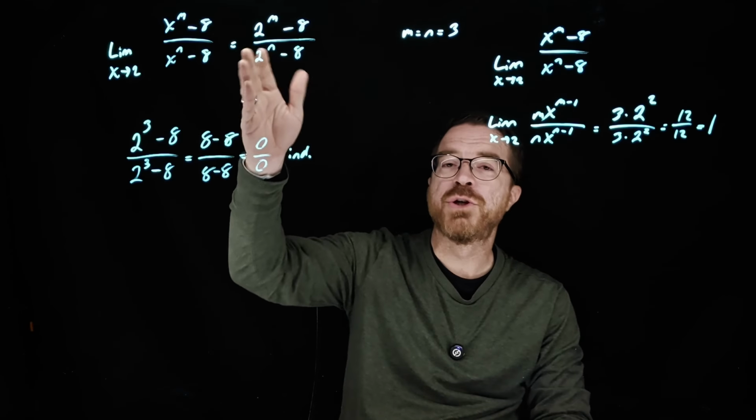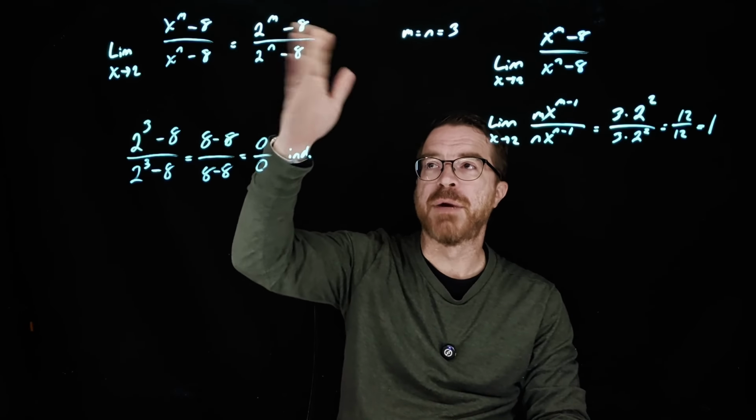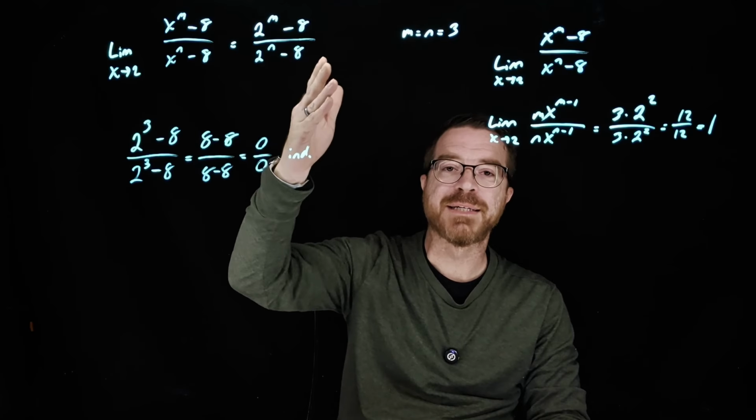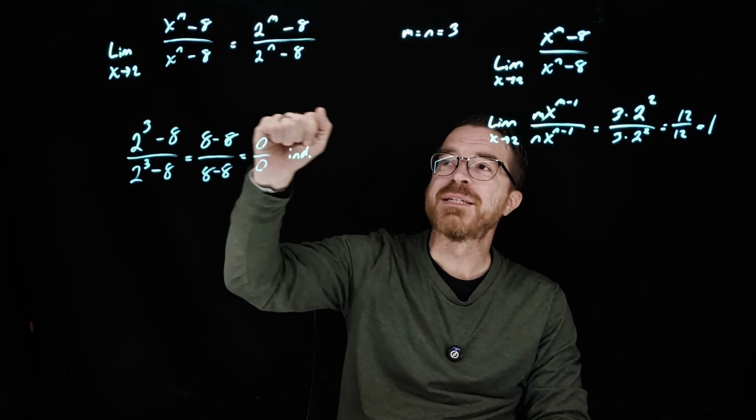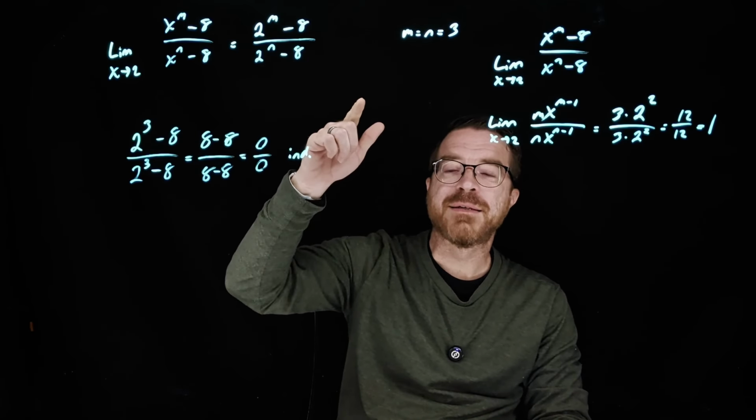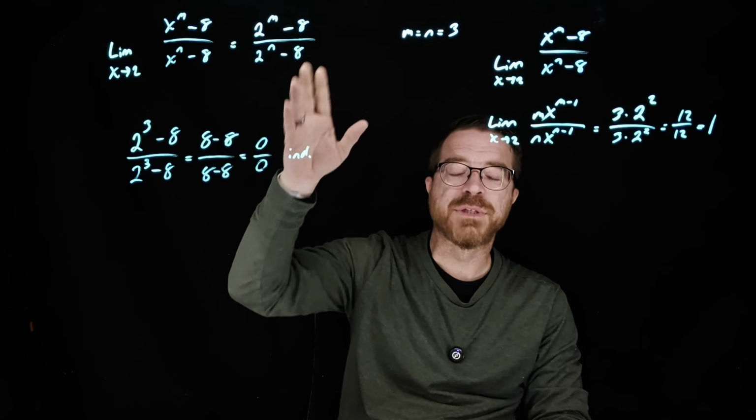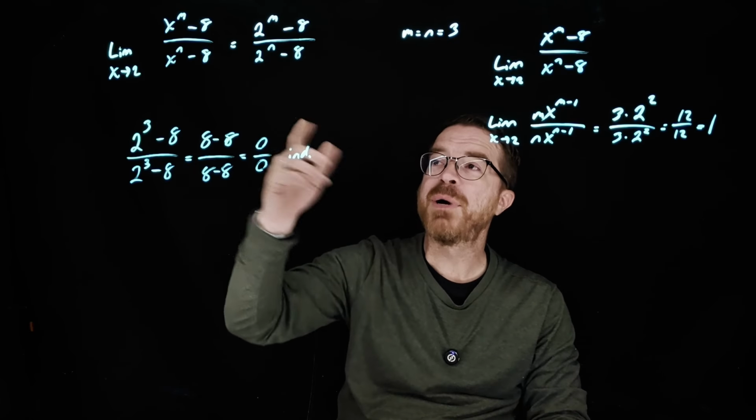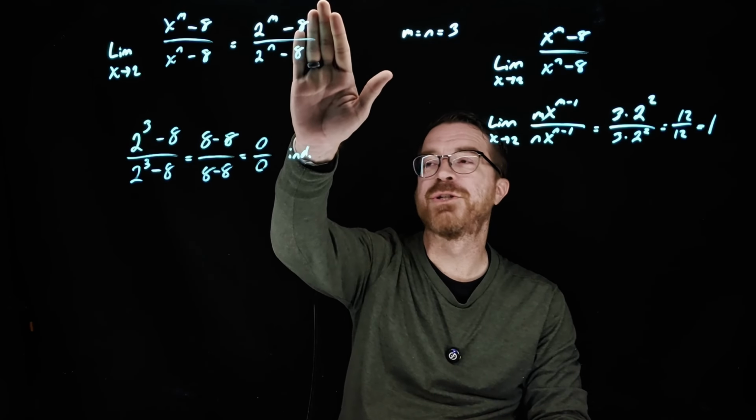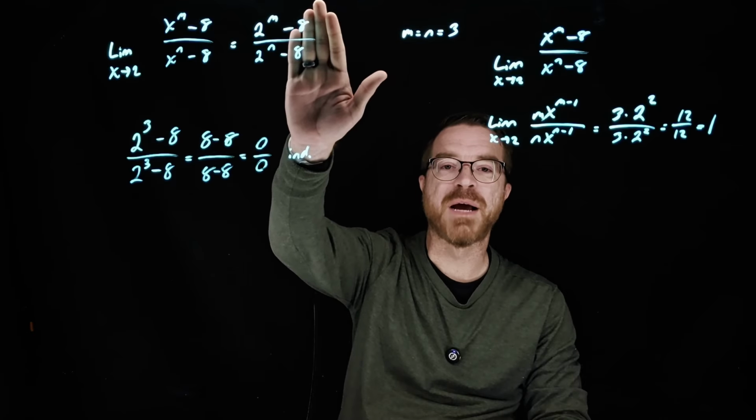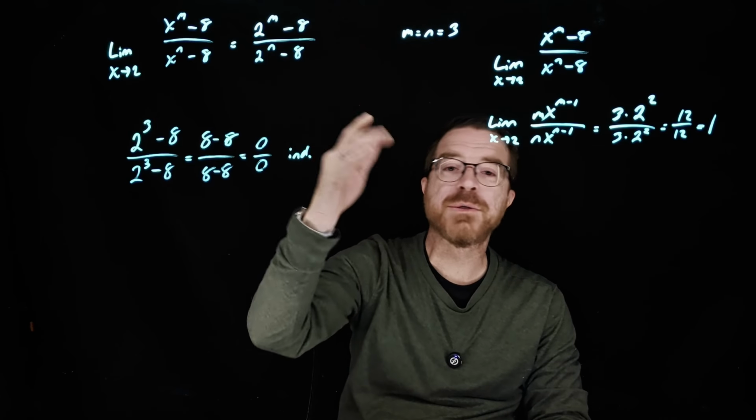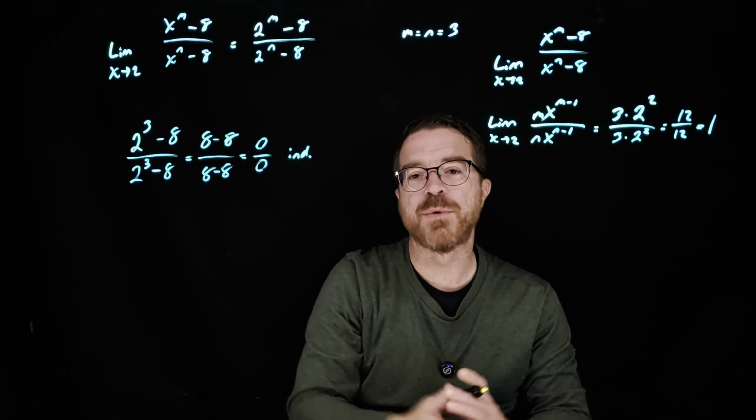Which kind of makes sense intuitively if you think about it. If I have 2 to the third power minus 8 over 2 to the third power minus 8, if I were to evaluate this at 2, it's going to be 0 over 0. We're not really sure what's happening. But if we just look at the first part, 2 to the third power over 2 to the third power, it's going to be the exact same value, so it's something over itself, which will always be equal to 1.